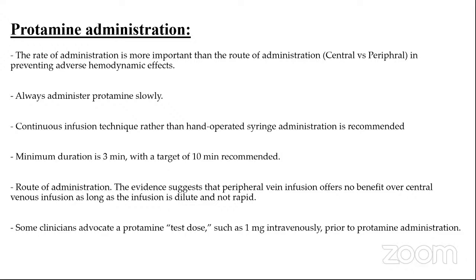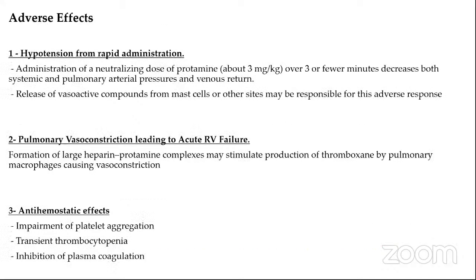The minimum duration of administering protamine when we are reversing heparin is 3 minutes. This is the minimum, and the targeted duration is 10 minutes. That's the recommended. As I mentioned before, there's no evidence suggesting that giving it peripherally is way better than centrally. The more important thing is just diluting the protamine and giving it very slowly. Some clinicians and anesthesiologists advocate for a protamine test dose. So they give just 1 milligram and wait to check if there is any reaction. You can still get the same goal by giving a slow initiation of continuous infusion through a syringe pump, for example. It can approach the same objective.